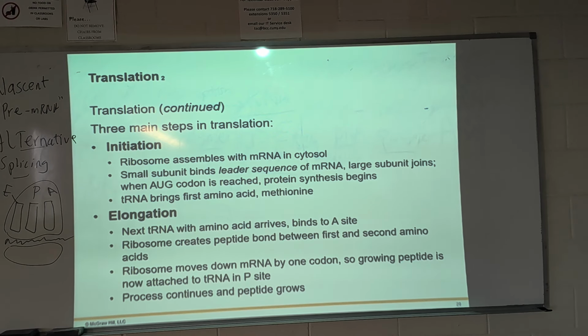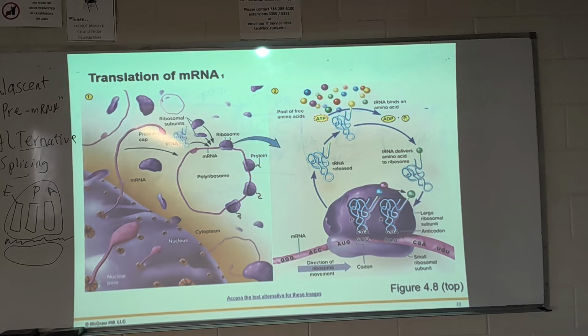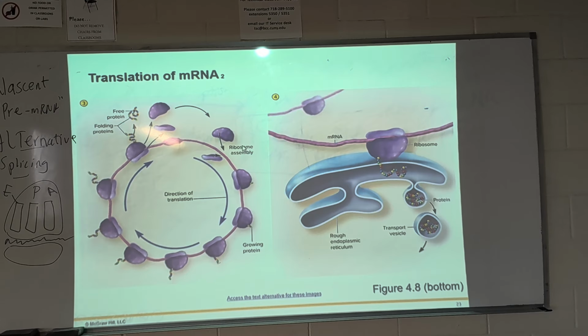Okay, so you must understand that one mRNA is being translated by multiple ribosomes. It's called the polyribosomal structure.